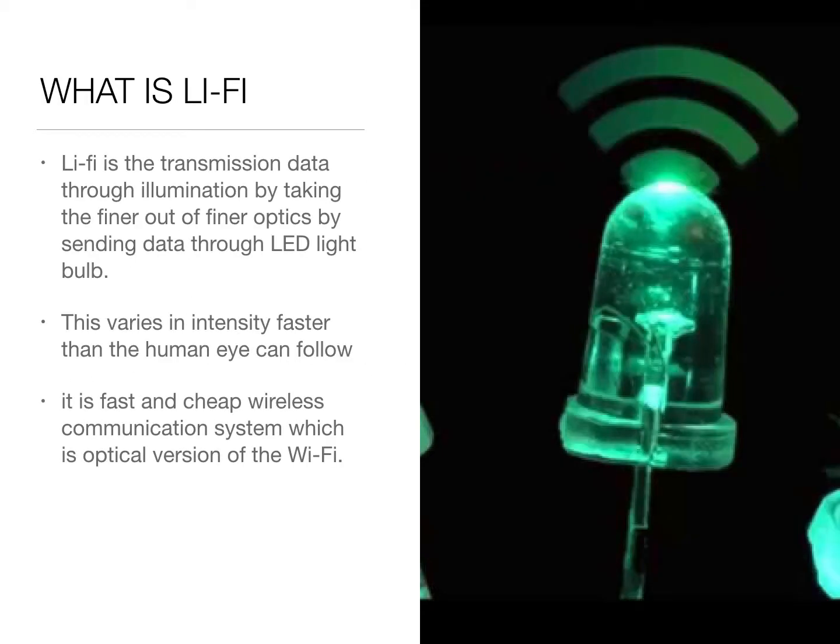What is Li-Fi? Li-Fi is the transmission of data through illumination, by taking the fiber out of fiber optics and sending data through an LED light bulb. This varies in intensity faster than the human eye can follow. So it is a fast and cheap wireless communication system, which is the optical version of Wi-Fi. As the rate of change of intensity is so high, the human eye cannot detect the flickering, but still data can be transferred.